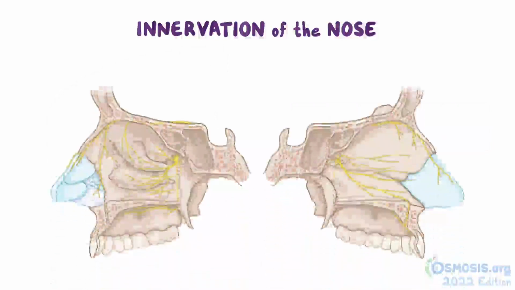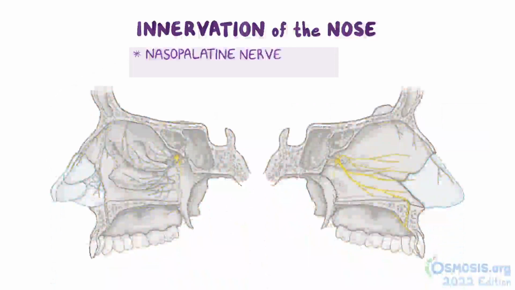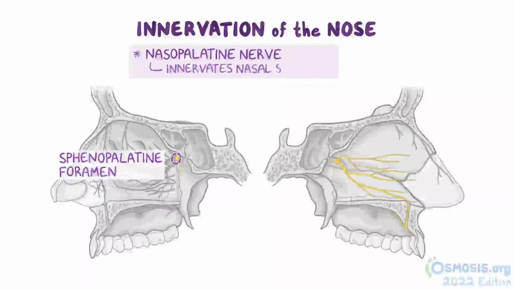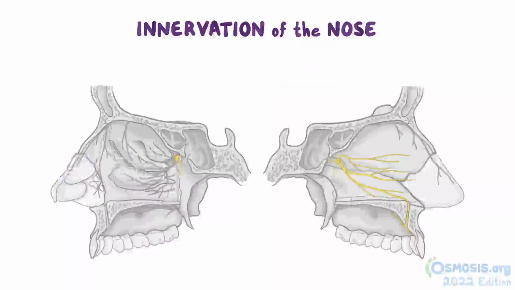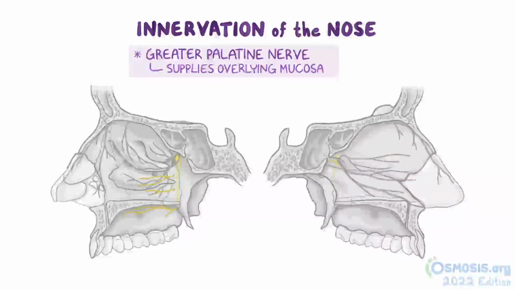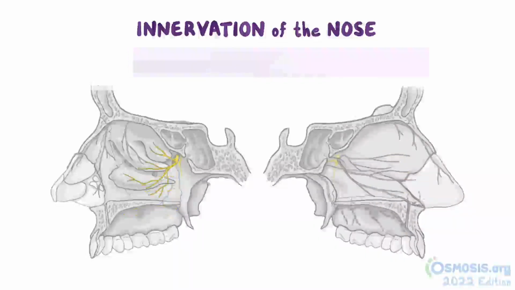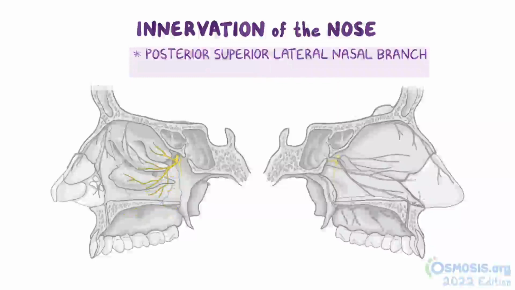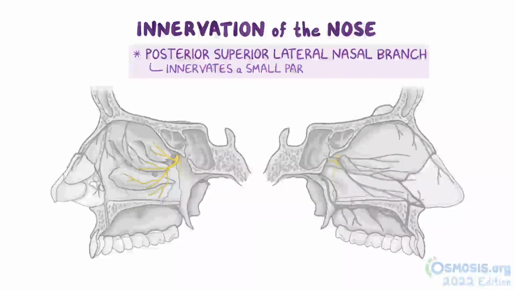On the other hand, the maxillary nerve branches into the nasopalatine nerve, which enters the nasal cavity through the sphenopalatine foramen and runs medially to innervate the nasal septum. The maxillary nerve also supplies the posterior-inferior part of the lateral wall via two main branches. First is the greater palatine nerve, which has branches that enter through small foramina within the lateral wall to supply its overlying mucosa. The maxillary nerve also gives off the posterior superior lateral nasal branch, which also enters through the sphenopalatine foramen and helps innervate a small part of the lateral wall.